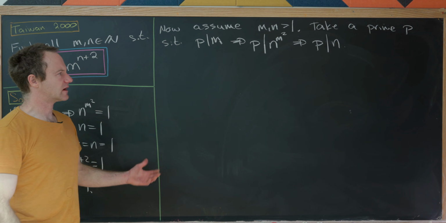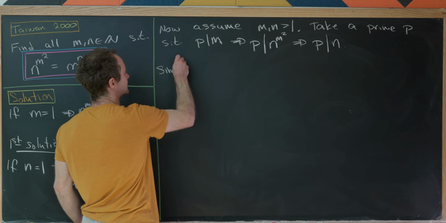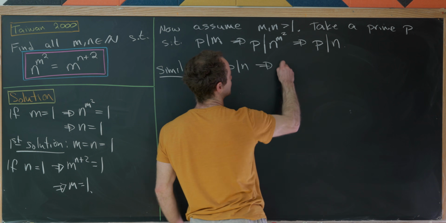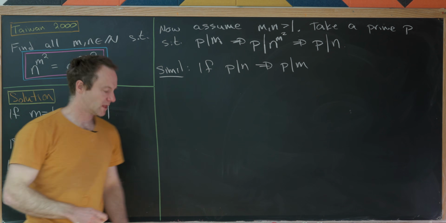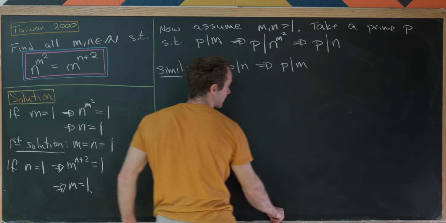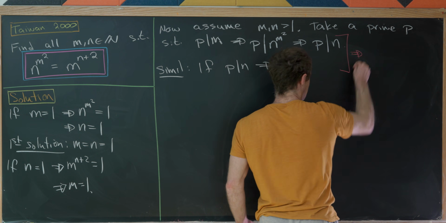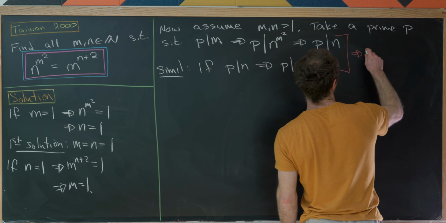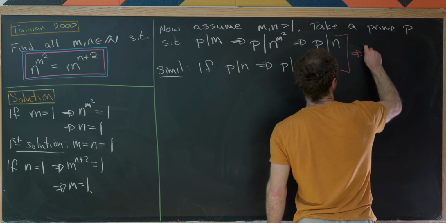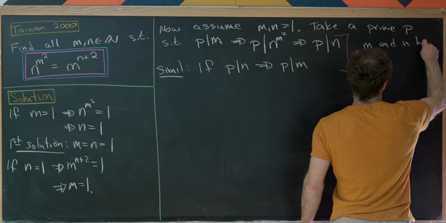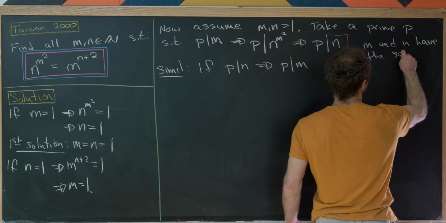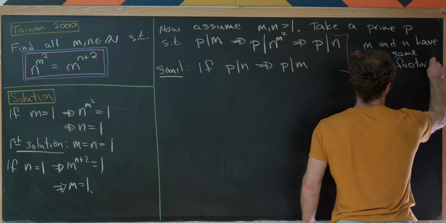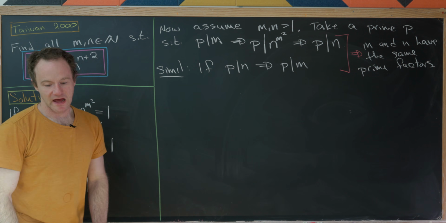Okay, so now let's also notice very, very similarly, we have if p divides n, then that means that p divides m. Now putting these two facts together, we have that m and n have the same prime factors, potentially with different exponents though. So let's write that here. m and n have the same prime factors.